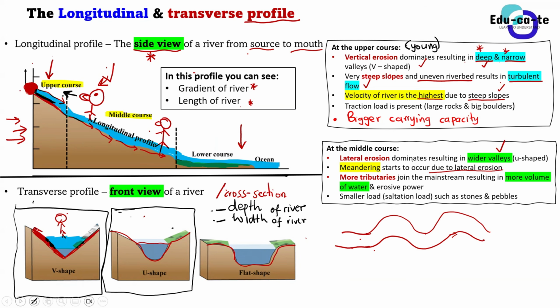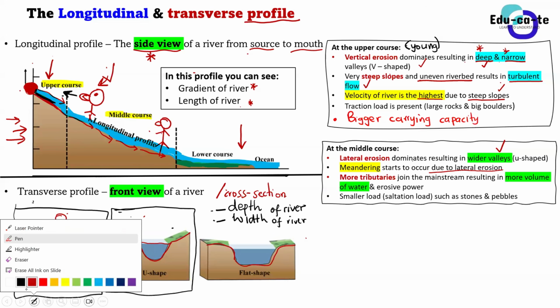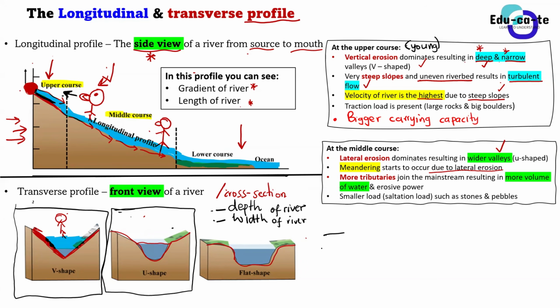So meandering is when your river is turning and bending. Okay, let me just redraw that structure. So when the river is turning and bending, we say that the river is meandering. The river starts off like this in the upper course, right? And then at the middle course, it starts bending. The river starts bending and winding and bending and winding. So this bending and winding is known as meandering. I'm not good at drawing, but this is known as meandering.